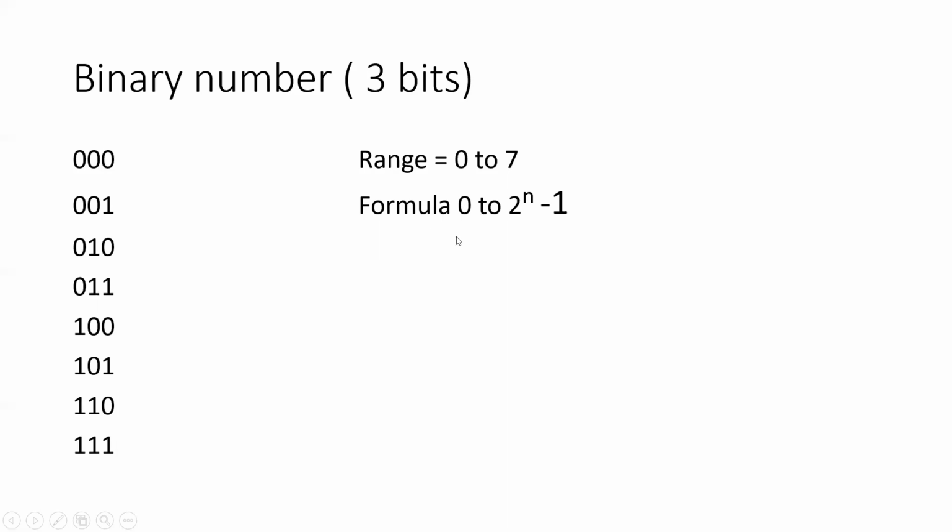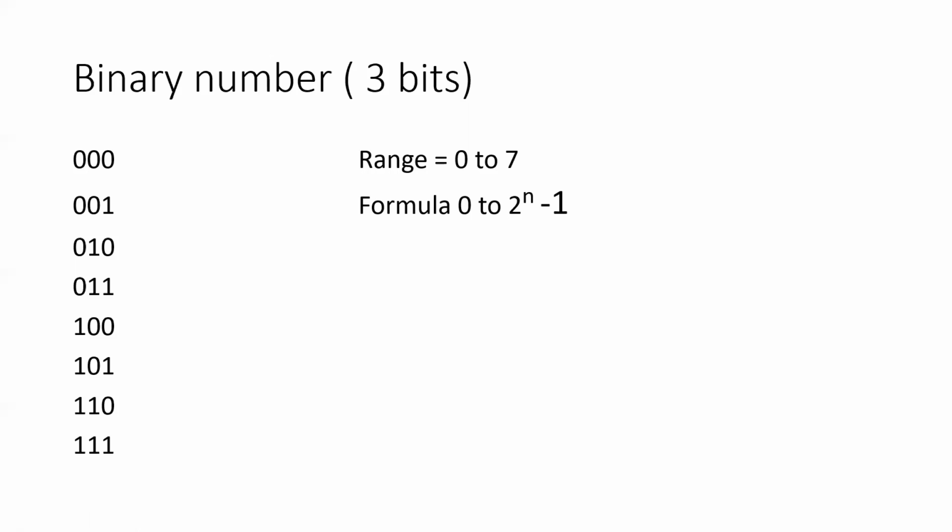The general formula here is that the range is 0 to 2 raised to n minus 1, where n is the number of bits. Here the number of bits is 3, that means 2 raised to 3 is 8, 8 minus 1 is 7. So the upper limit is 7. This is the case where we assume that our numbers are unsigned numbers. So here we use only positive numbers.